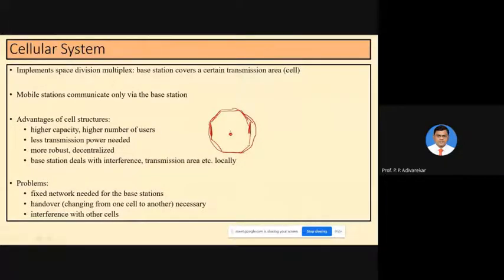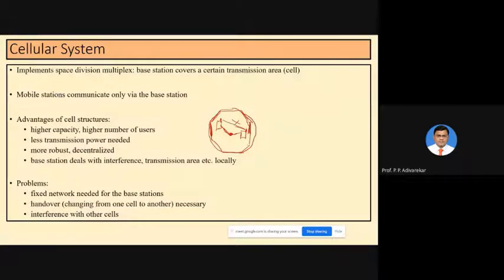Two users, suppose two mobile users, can communicate with each other. One mobile user is present here and another mobile user is present here, suppose. Then they can communicate with each other only through the base station. They cannot directly communicate with each other. They have to communicate with the base station only. The direct link is not provided, so the base station is responsible for communication between two users.